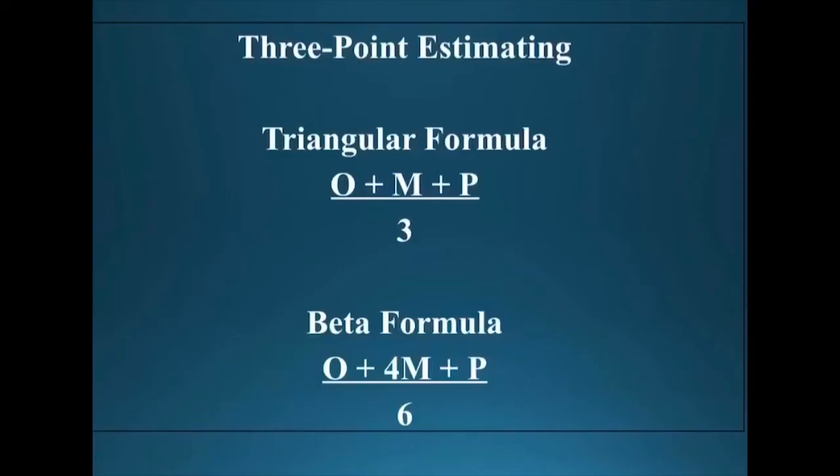So once again, the triangular formula for 3-point estimating is optimistic plus most likely plus pessimistic divided by 3. And our beta formula for 3-point estimating is optimistic plus 4 times most likely plus pessimistic divided by 6. So let's do an example. You guys should have your pens and papers in front of you so that you can take this example like we did the previous topic.